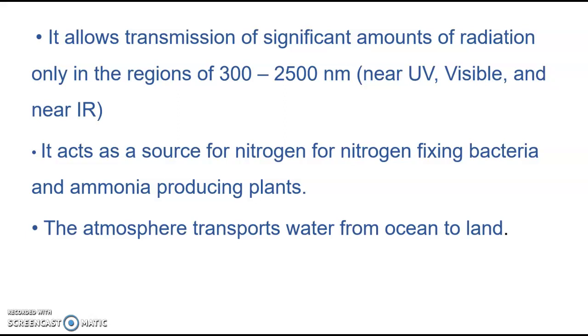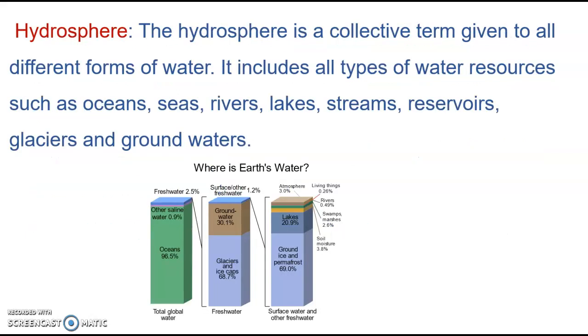Nitrogen is the most abundant gas in the atmosphere. Then oxygen. Then carbon dioxide. So all these are very essential for life on the planet. Also, the atmosphere transports water from ocean to land. That is all about atmosphere. And the next segment of the environment is hydrosphere.